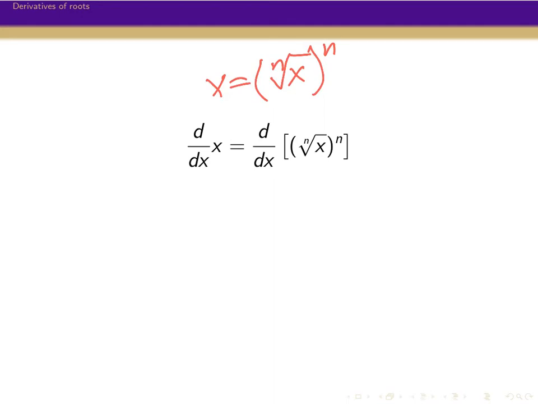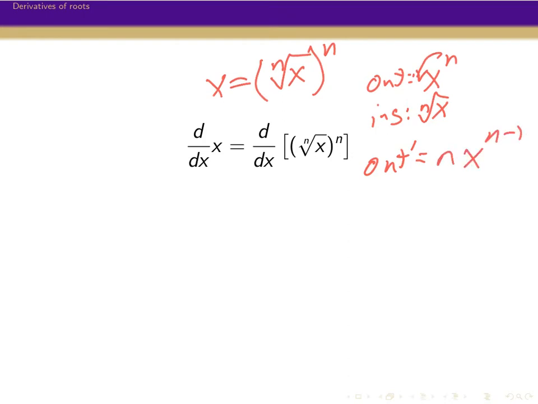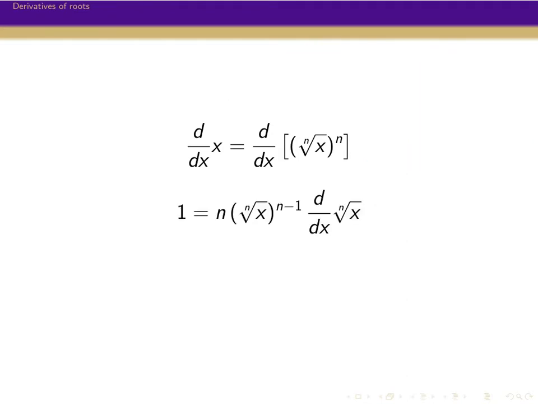And so using the exact same as before, on this side, our outside function is x to the n. Our inside function is the nth root of x. And the derivative of the outside is we take the power. This really is just rewriting the power rule. Derivative of x to the n is n times x to the n minus 1. And so left-hand side, derivative of x is just 1. The right-hand side, so this is n to the n minus 1 power. That's the derivative of x to the n.